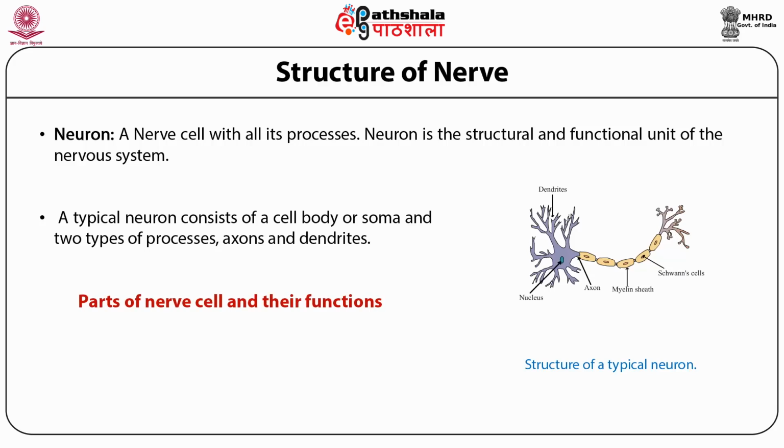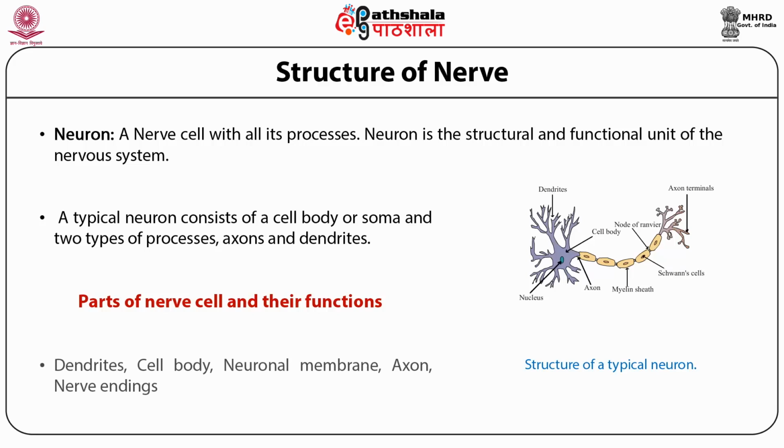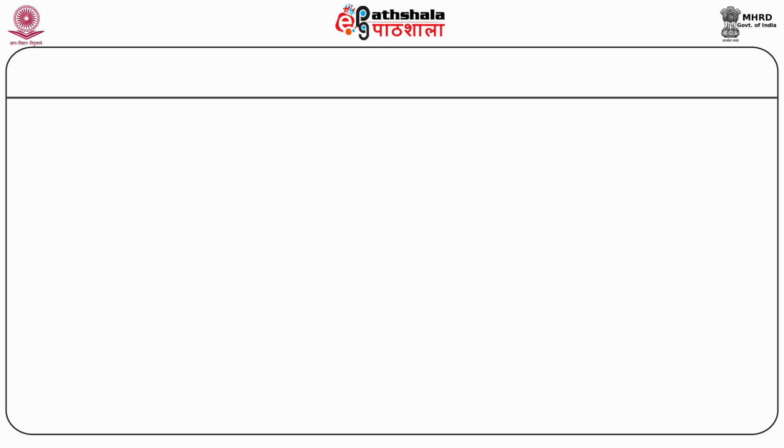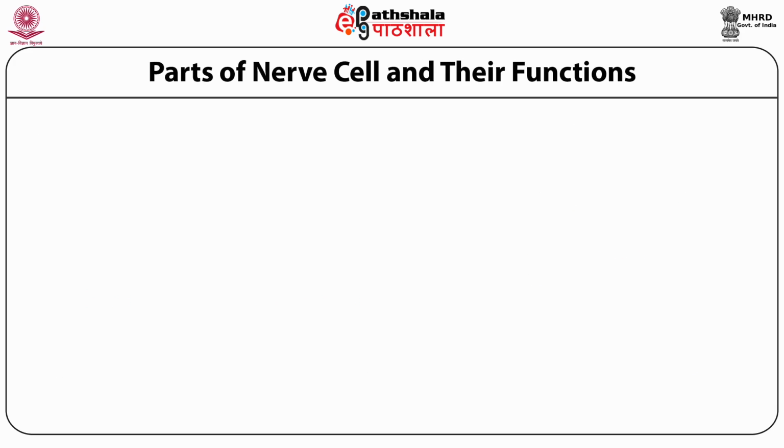So, the parts of the nerve cell and their functions. The first one is dendrites, then cell body, neuronal membrane, axons and nerve endings. Parts of the nerve cell and their functions. The first one is dendrites.